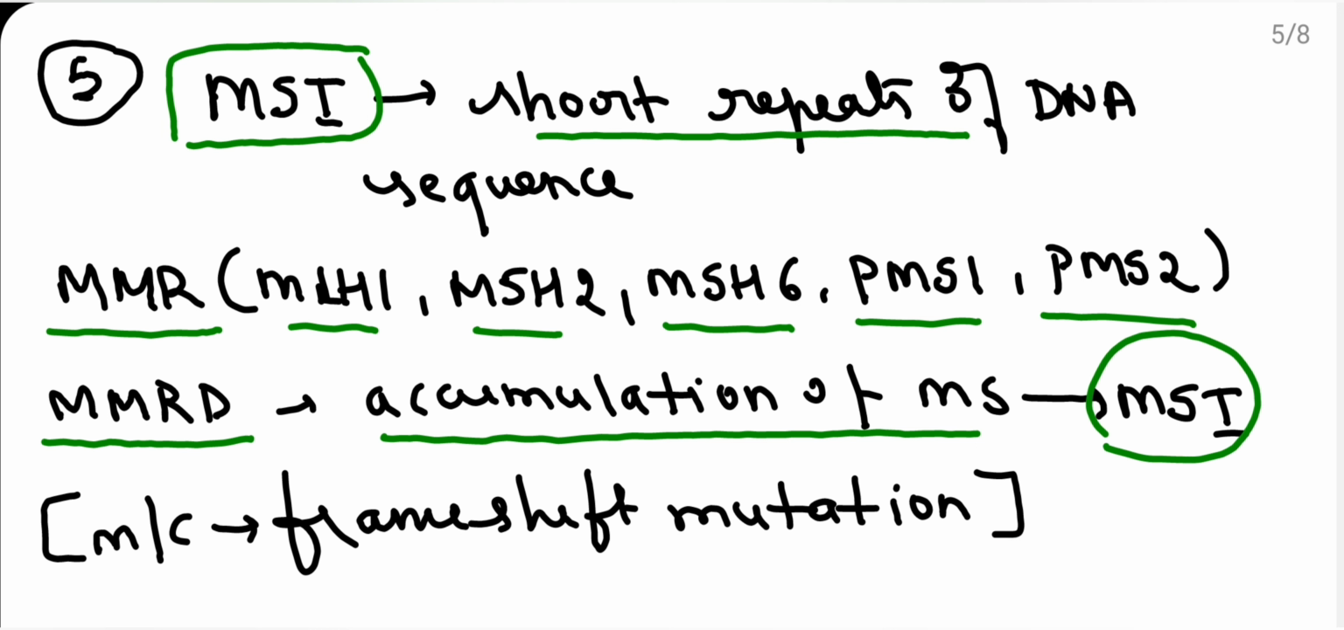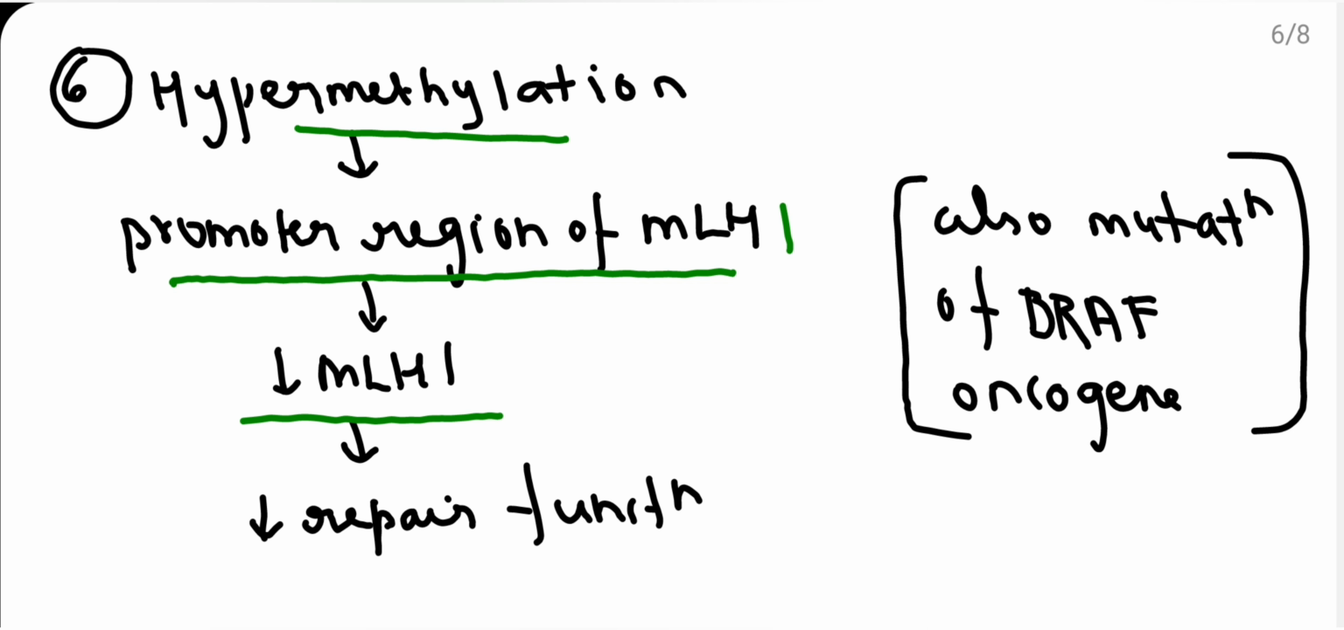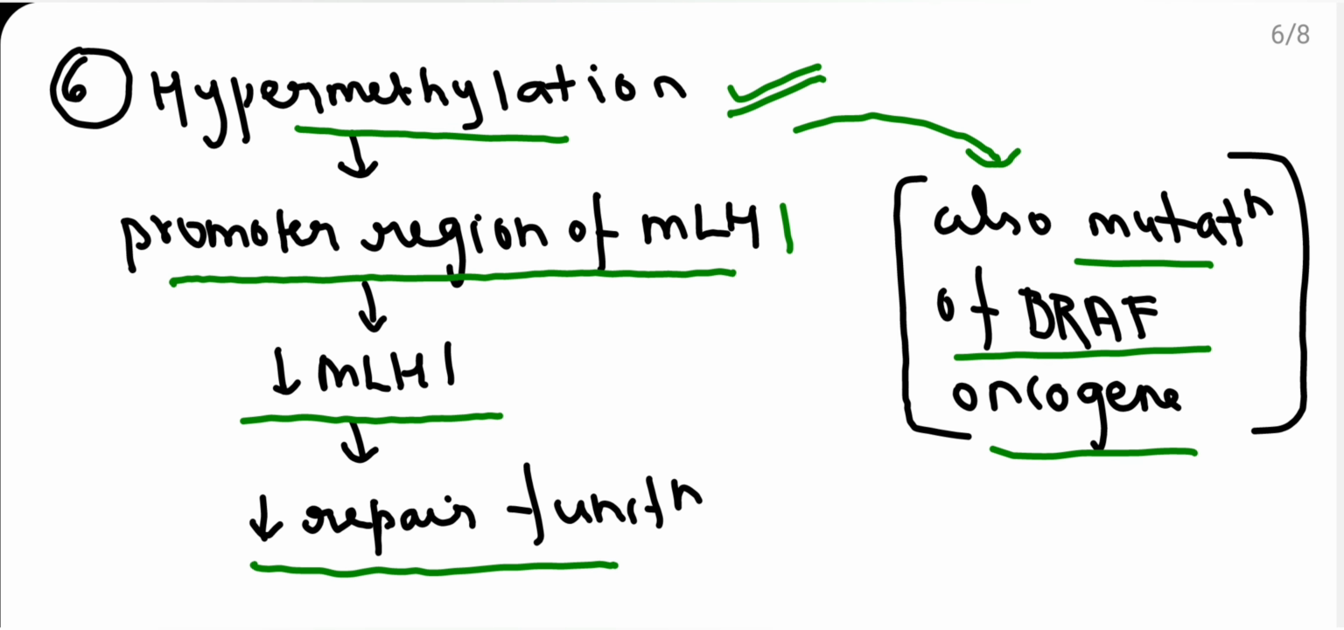Now what will happen if there is microsatellite instability? Suppose these mutations are located in coding or promoter regions that encode tumor growth factor beta and pro-apoptotic proteins. Then there is increased proliferation and survival of the cell, and in most cases frame shift mutation occurs. Suppose in the promoter region of MLH1 there is hypermethylation, so there is decreased expression of MLH1 and no repair function. So hypermethylation of MLH1 can also occur. Along with that, mutation of the BRAF oncogene is usually also seen.